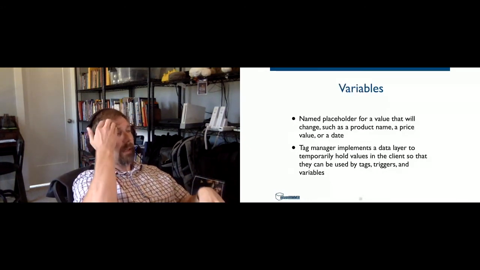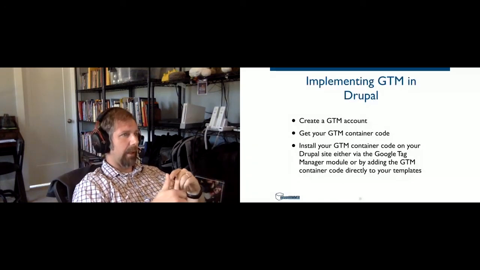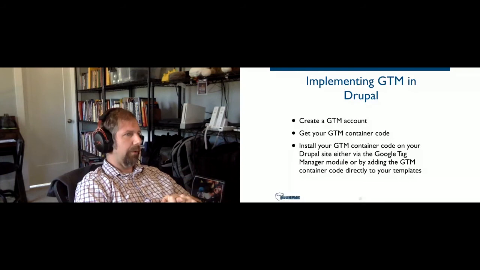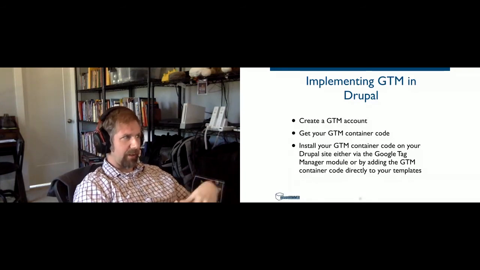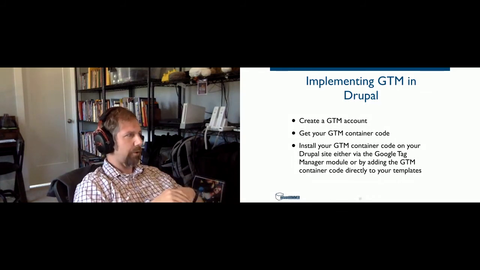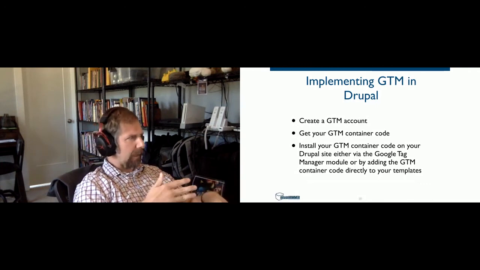So basically implementing Google Tag Manager in Drupal is pretty straightforward. First off, you need to create a Google Tag Manager account, and then you need to get your container code, and then you need to install that on your Drupal site. You can use the Tag Manager module, or you can add it directly to your templates. So that's a couple different options.